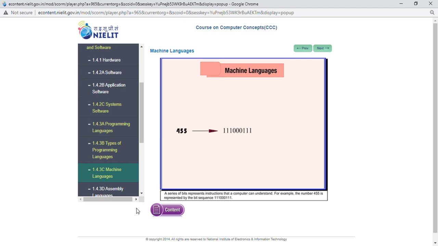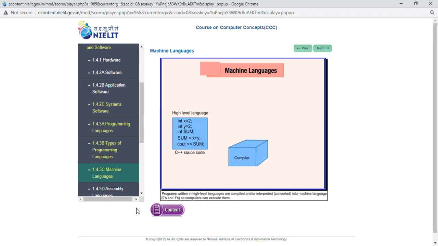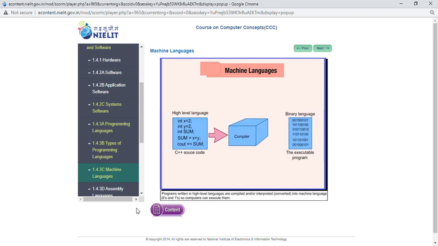A series of bits represents instructions that a computer can understand. For example, the number 455 is represented by the bit sequence 111000111. Programs written in high-level languages are compiled and/or interpreted, that is converted into machine language, that is zeros and ones, so computers can execute them.